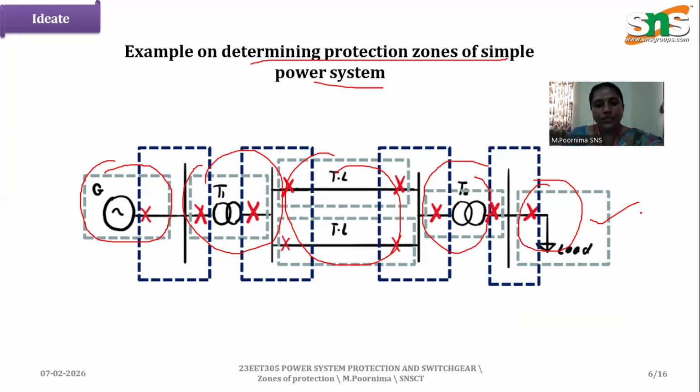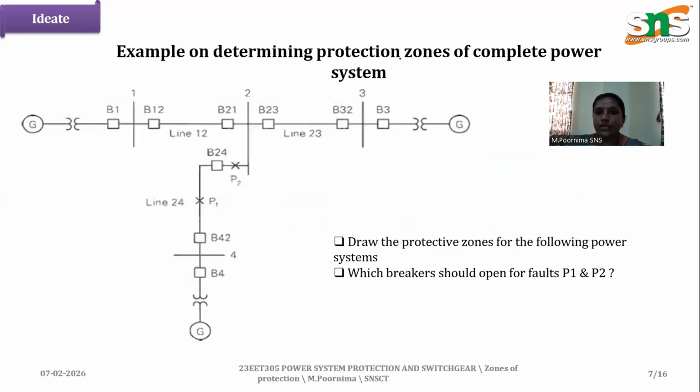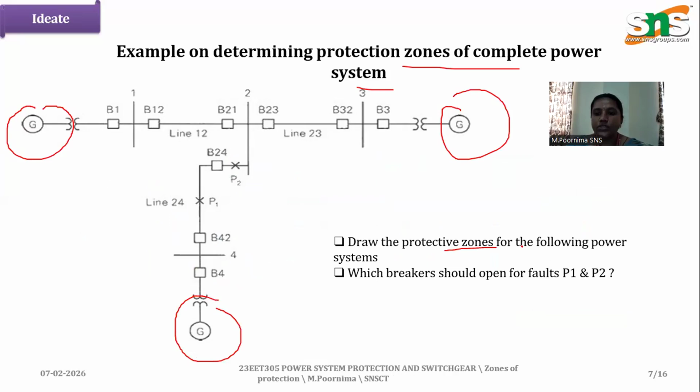Okay, now coming to examples on determining power system protection systems. Here we have a generator. Here we have three generators. Draw the protective zones of the following power systems, and which breaker should open for the fault at P1. So which breaker should open for fault P1, P2? Here, the fault occurs at P1 and P2. Which breakers need to be open?